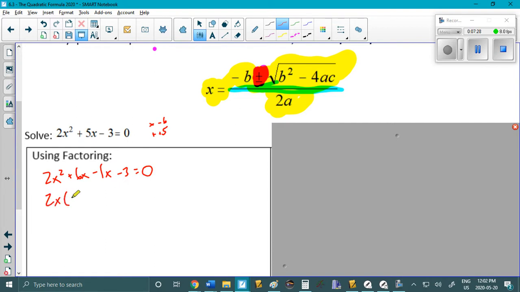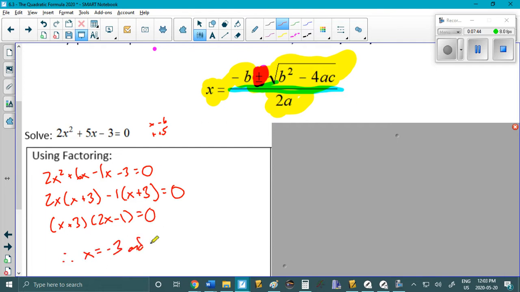And now we factor out 2x. We get x plus 3 minus 1, x plus 3 is 0. We get x plus 3 times 2x minus 1 equals 0. And therefore, x equals negative 3 and 1/2. And if you don't know where the 1/2 came from here, we set this equal to 0 and solve, and we rearrange for x and get 1 over 2, or 0.5, same thing.